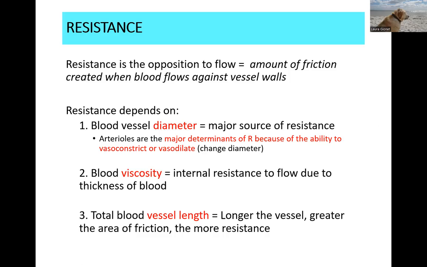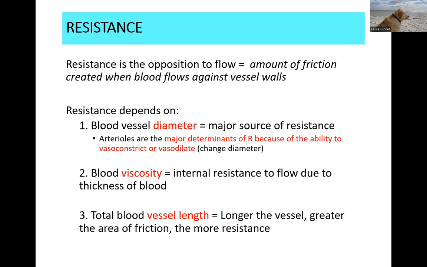So things like that are going to be the diameter of the blood vessel, all right? Major source of resistance. Arterioles are the major determinant of resistance because they have the ability to vasoconstrict and dilate, right? And those precapillary sphincters, right? So the more you constrict, the more resistance you create, I should say. And thus blood pressure will go up. The less resistance, the more it vasodilates, blood pressure goes down.